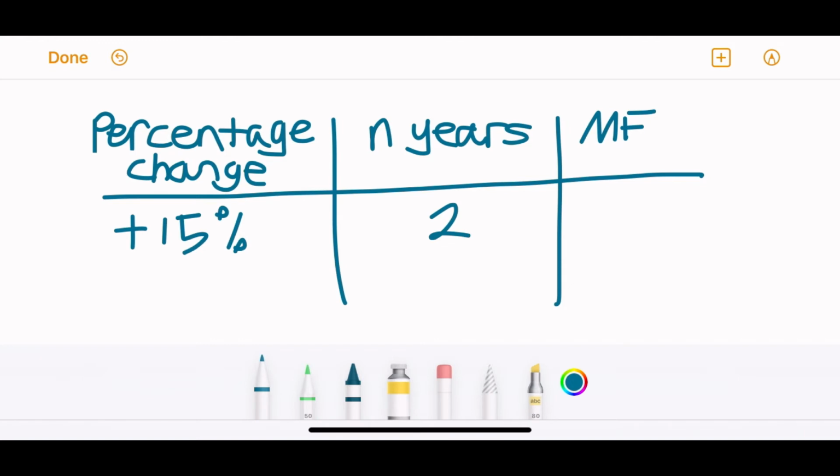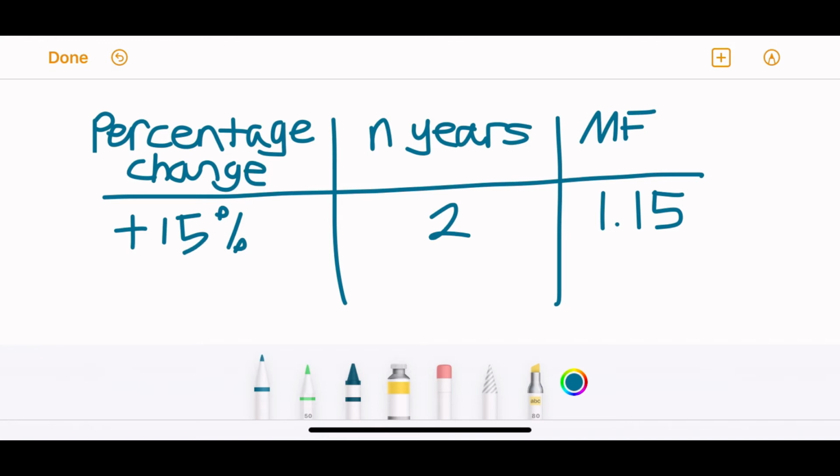So our multiplying factor, if we don't have that n years, would be 1.15, because when we convert 15% to a decimal, it is 0.15, and then we add it to the number 1. So we will end up with 1.15. The reason that we add 1 is because we want to get the original value, and then we're going to add an extra 15% on the original value. And that's the reason why.